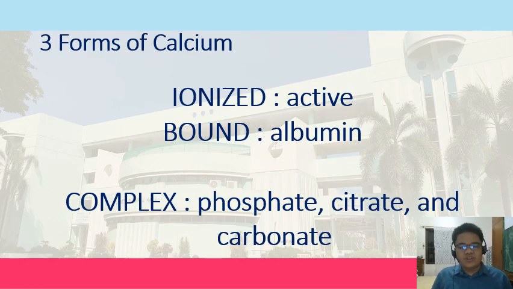liter. There are three forms of calcium. One is your ionized calcium. Ionized calcium, although less than 1%, is considered to be the active form of calcium and should be regulated properly in the ECF for proper functioning. On the other hand, your bound calcium is bound to a special protein referred to as albumin. These are considered to be inactive forms of calcium. Complex calciums are those that are bound to special anions, such as phosphate, citrate, and carbonate.